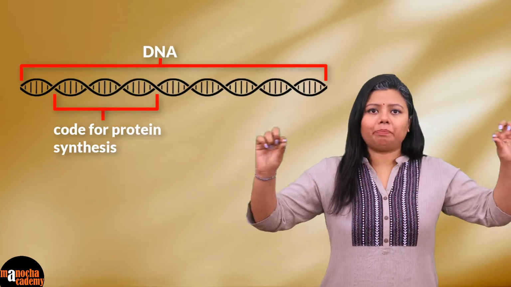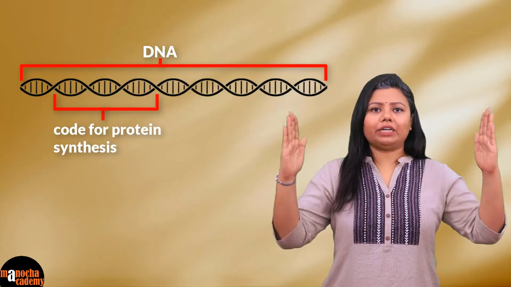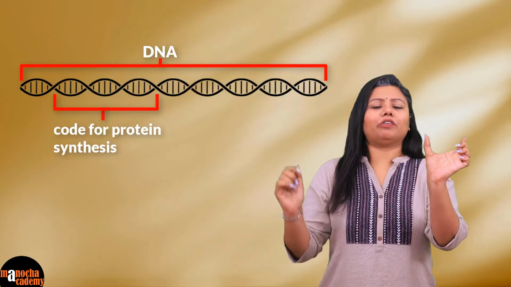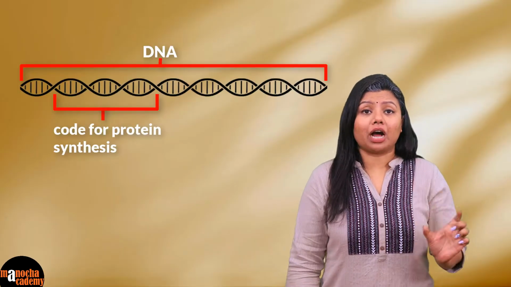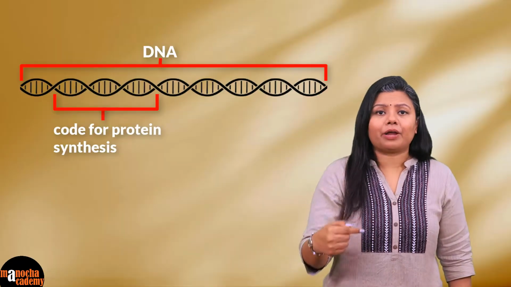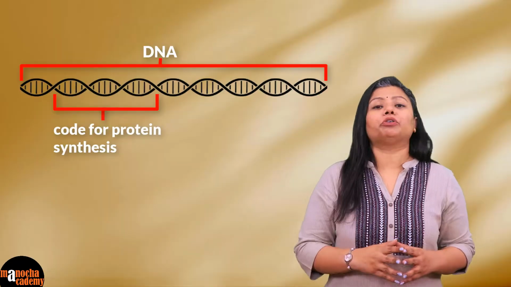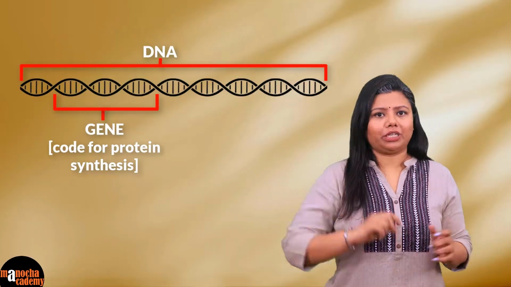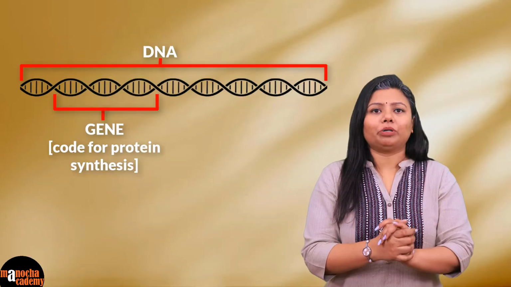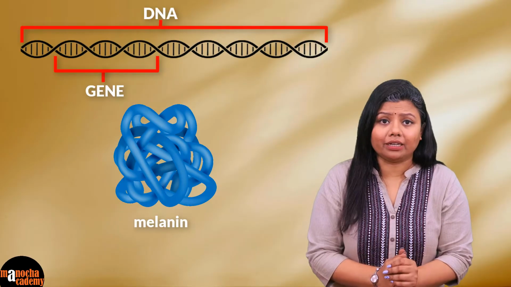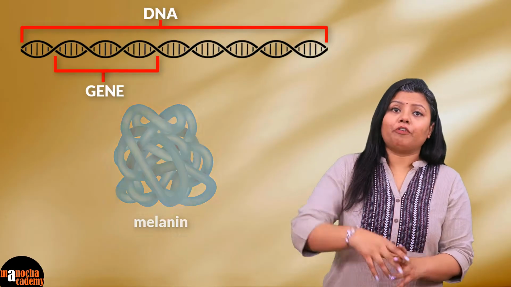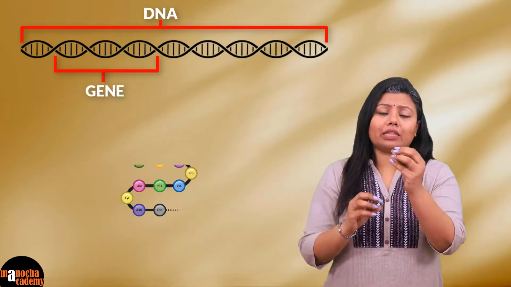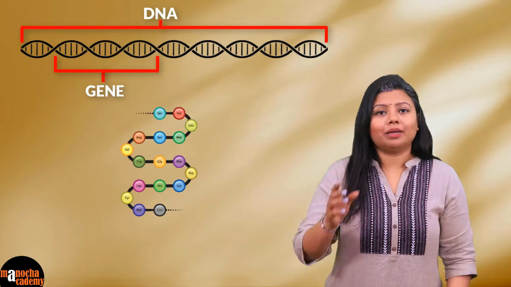So a certain part of the DNA, let's say you have a DNA this big, a certain part of the DNA will have information regarding joining of amino acids for a specific protein. That part is called the gene for that protein. So let's consider a protein melanin, which is responsible for your skin color. There is a gene which is responsible for joining amino acids together in a sequence so that melanin can be formed.